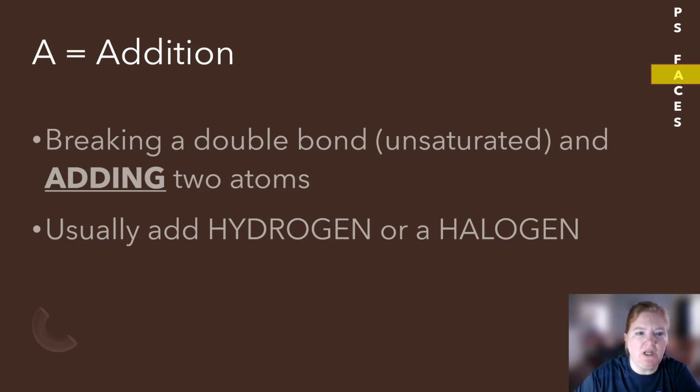Now we're on to addition. In addition, we break a double bond, and then we have space to add 2 atoms. Typically it's with a double bond. Could you do it with a triple bond? Yes, but most of the time you're going to see it with a double bond. Because that double bond is there, those carbons have one less atom stuck to each of them. So when I break that double bond, now there's space to add something in its place. Usually we're going to add hydrogen or a halogen, something from group 17.